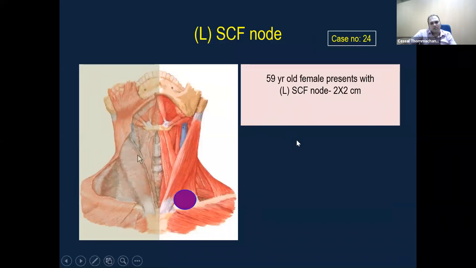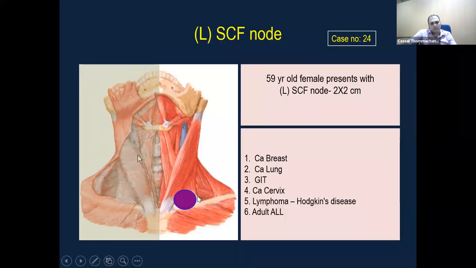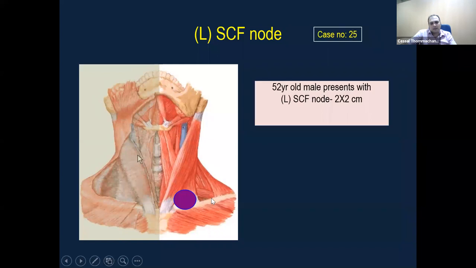A 59-year-old female presents with a left SCF node. She has breast, she has lung. Then you have to think about all the sites of the gastrointestinal system. You have to think about carcinoma cervix that I have already told you. All these patients should have a clinical breast examination, and you have to do a vaginal examination to rule out any lesions in the cervix.